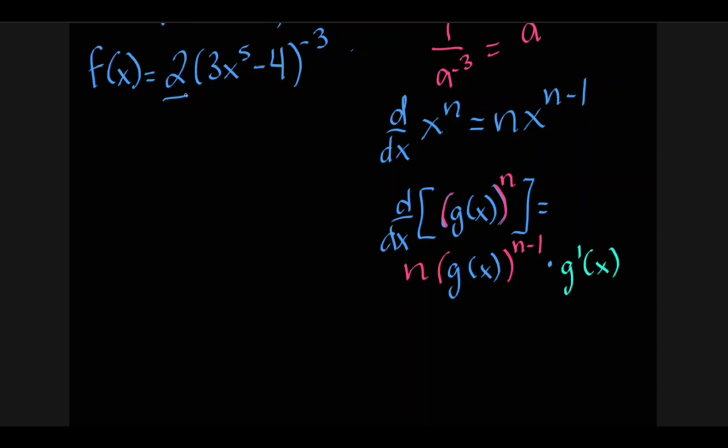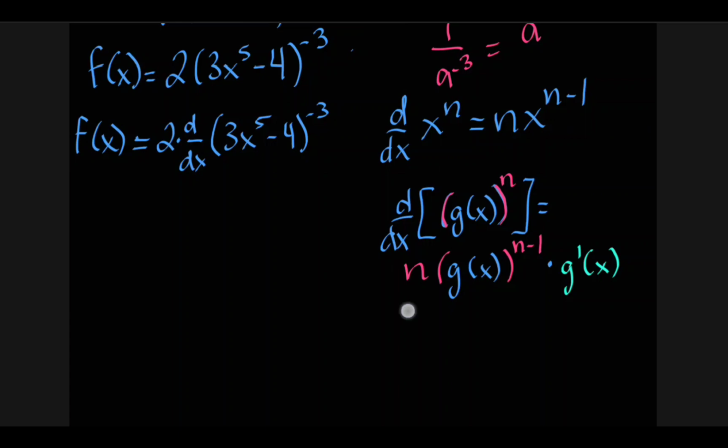So the constant multiple rule allows us just to leave that constant in front and just think about the derivative of this section that has the x values. Meaning, when we take the derivative, we do 2 times the derivative of 3x to the 5th minus 4 to the power of negative 3. And we'll just multiply that 2 in at the end.